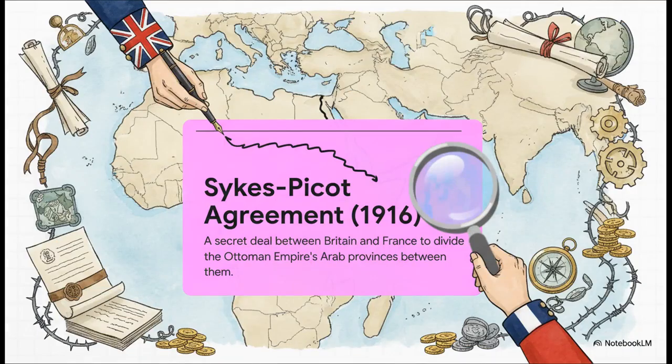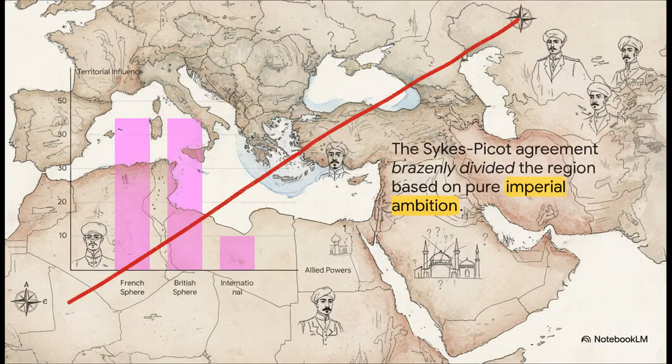But here's the kicker. At the very same time the ink was drying on those letters to Hussein, a totally different kind of deal was being made in secret. A British diplomat, Sir Mark Sykes, and his French counterpart, François-Georges Picot, were hunched over a map, doing the exact opposite of what was promised to the Arabs. They were literally carving up the very lands that had just been offered up for independence. And this is what they came up with.